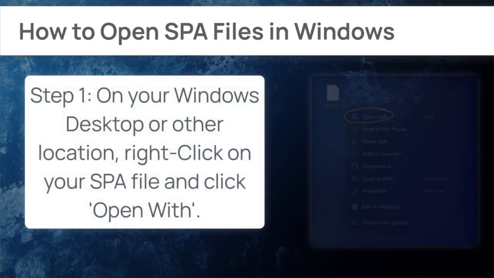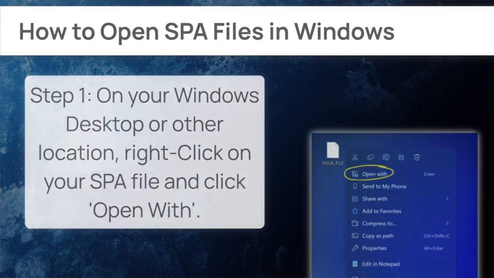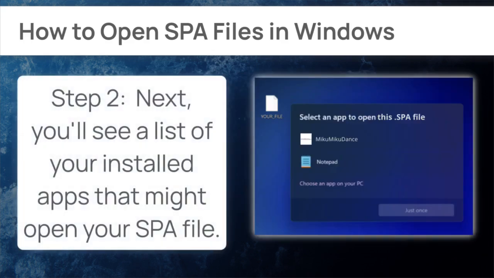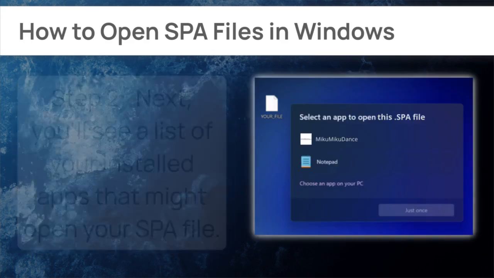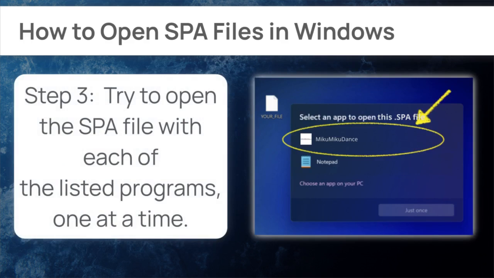We are performing a vital system software check. Right-click your SPA file and choose Open With. Test with MikuMikuDance first. If it's missing, select another program. The fix is often a simple software switch.